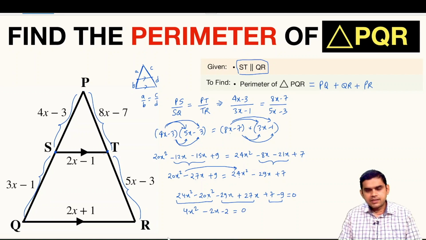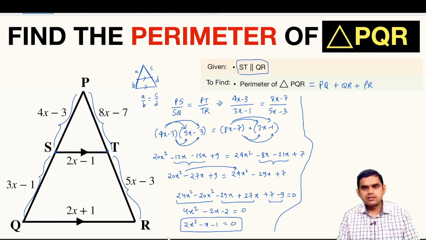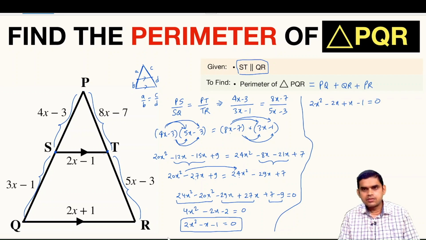So we will divide this entire equation by 2. So we will get 2x square minus x minus 1 is equal to 0. Now we have to solve this quadratic equation in order to get the values of x. We can use either the quadratic formula or splitting the middle term or anything like that. I am going to use splitting the middle term. So we can write 2x square minus 2x plus x minus 1 is equal to 0. We can take 2x common.